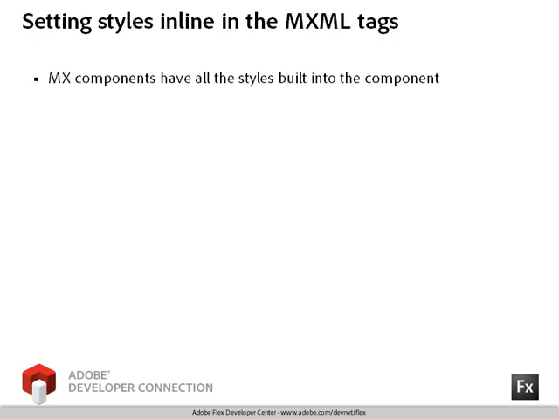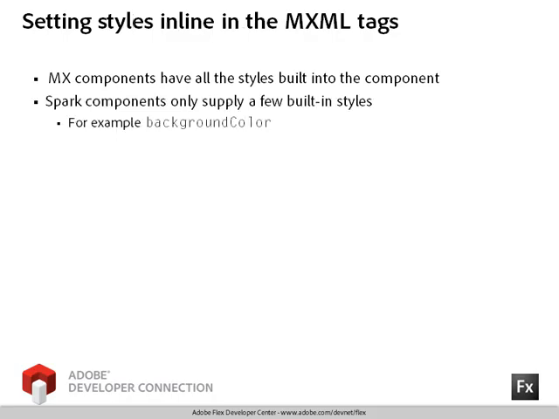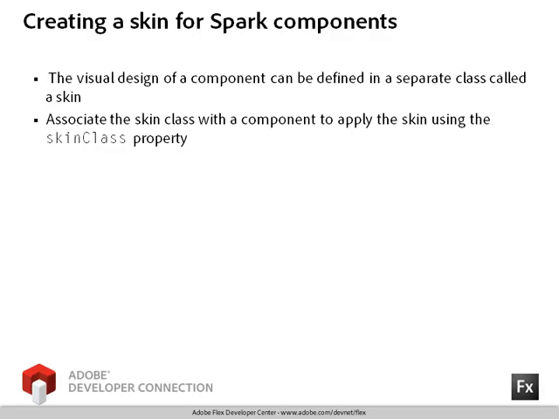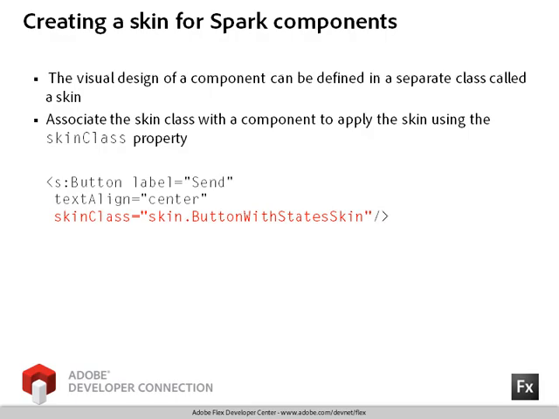For MX components, you can apply many styles directly on the component as property values. Because Spark components are built differently, you only have a few available properties that you can set, like background color. If you want to apply styles to a Spark component, you will usually want to create a skin for it. You will create skins as separate MXML class files and then apply them to a component using the skin class property. This example shows that you reference the skin class by first referencing its package. In this case, the skin resides in the skins directory of the project.